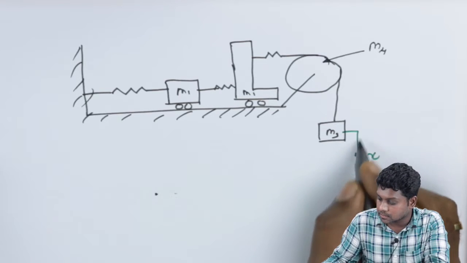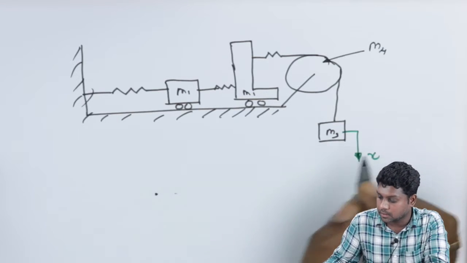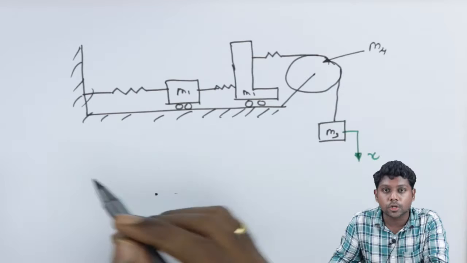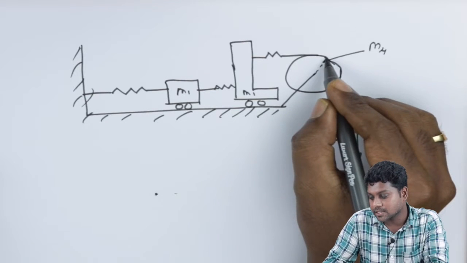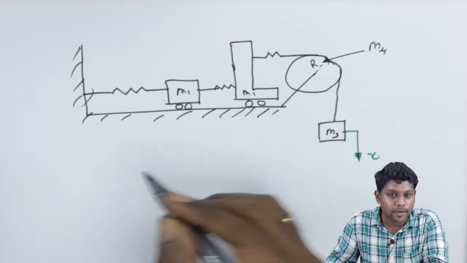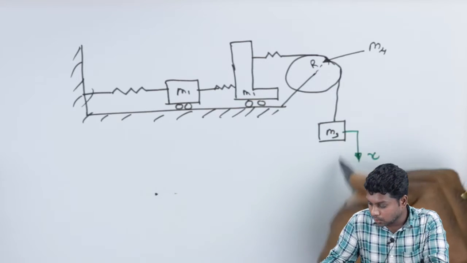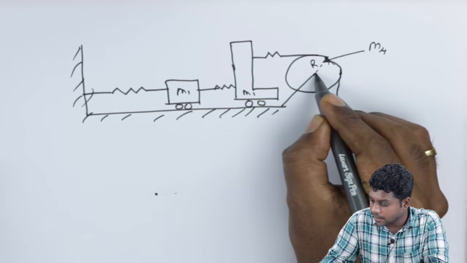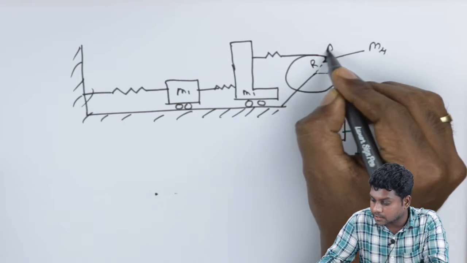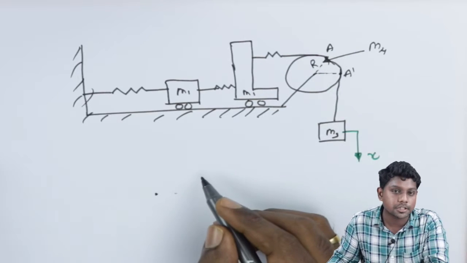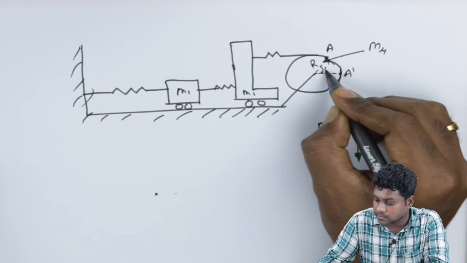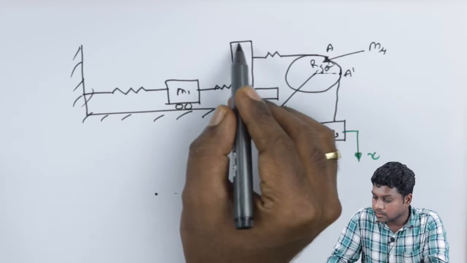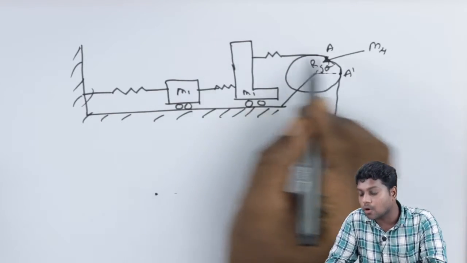If I pull this mass by x amount in the downward direction, first of all, this pulley will get rotated since it is directly connected to the pulley. So if I represent the radius of the pulley in this way, as soon as I pull this mass in the downward direction, this point will get shifted and will occupy a new position over here. Let us name it A and the new position A dash. So here this displacement is theta. And as soon as I pull this pulley, this block mass will also advance in the forward direction.